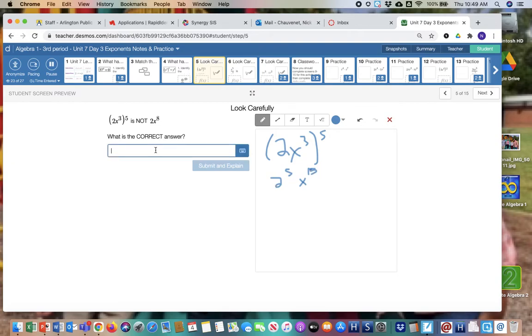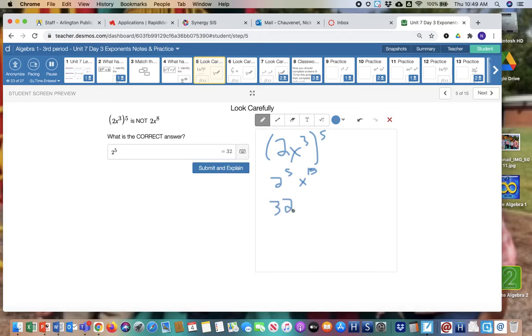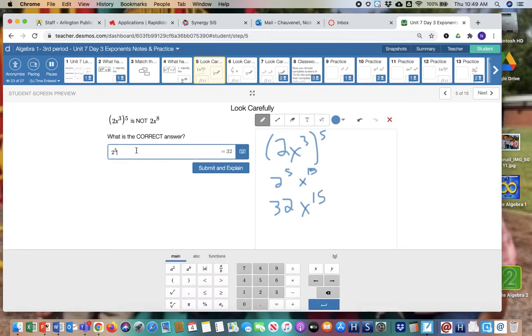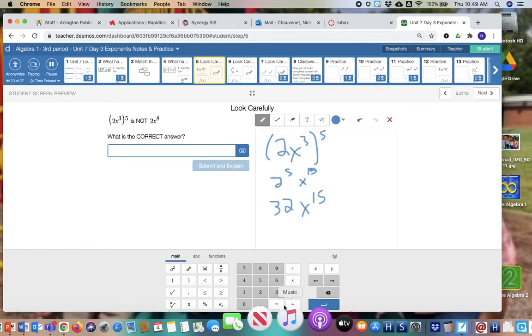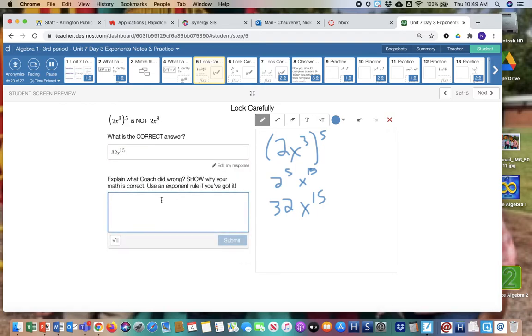Now we just need to know what 2 to the 5th is. You may know it, or if you don't, go here, use your calculator. 2 to the 5th power. What do we get? We get 32. Okay, so what do we get here? We get 32 and then x to the 15th. Okay? All right, so that's kind of what we're looking for there, and that's kind of what our answer should look like. If you want to type it in here specifically, 32x to the 15th.